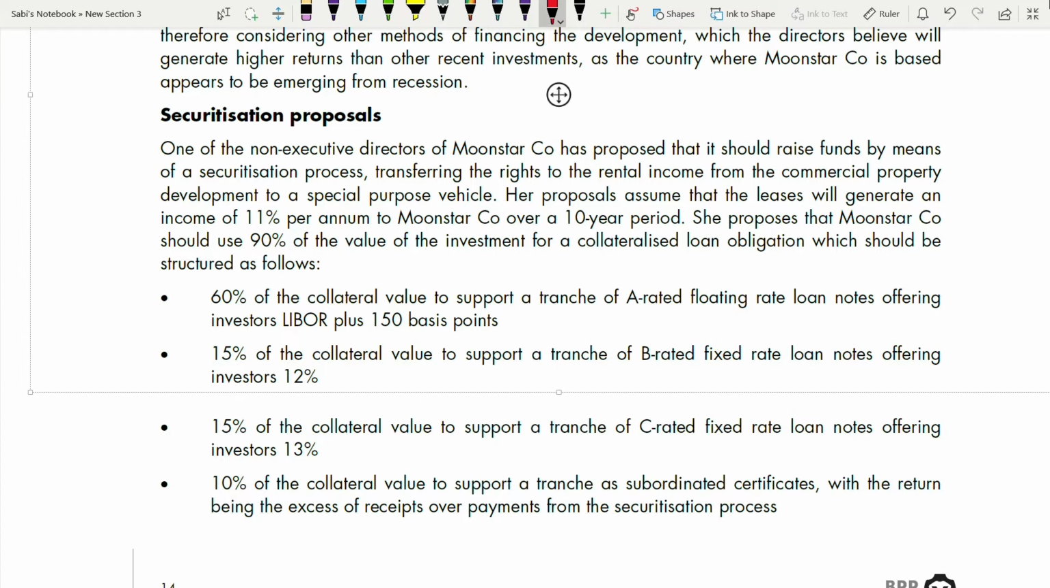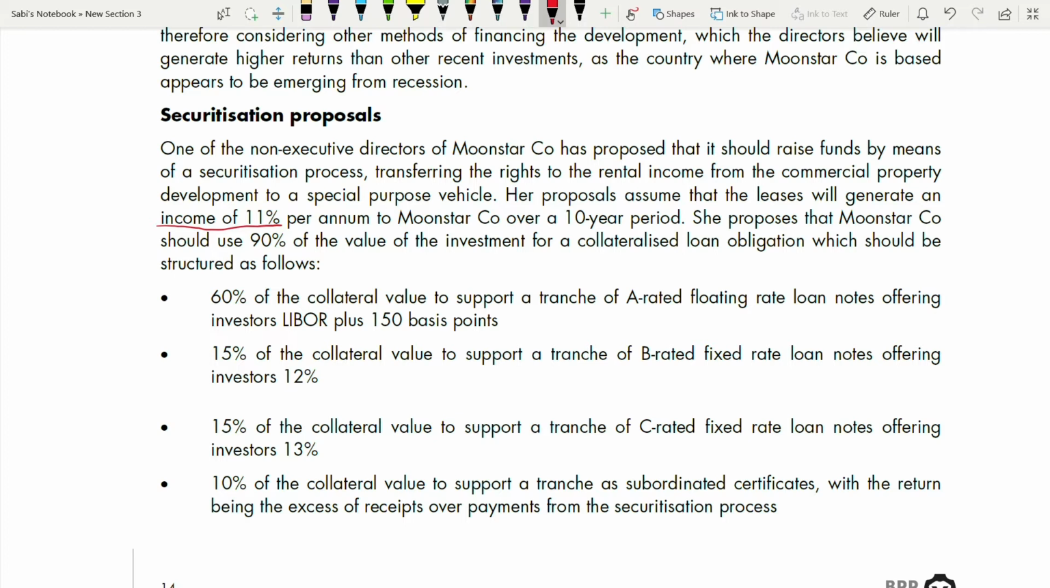So her proposal assumes that the leases will generate an income of 11% per annum to Moonstar over a 10-year period. Okay. So income of 11%. She proposes that Moonstar should use 90% of the value of the investment for a collateralized loan obligation.